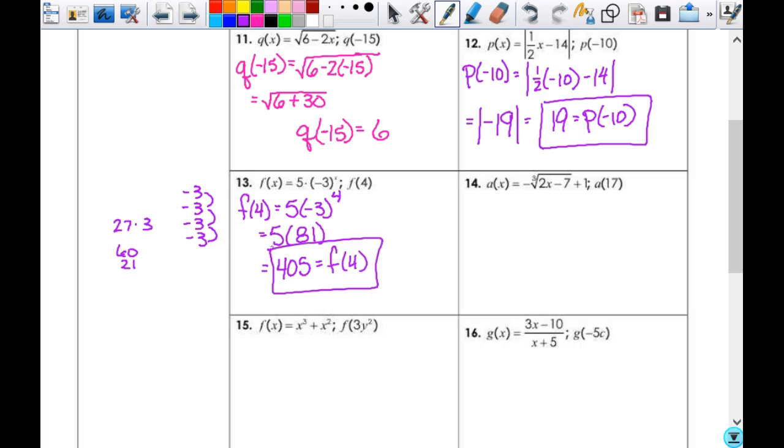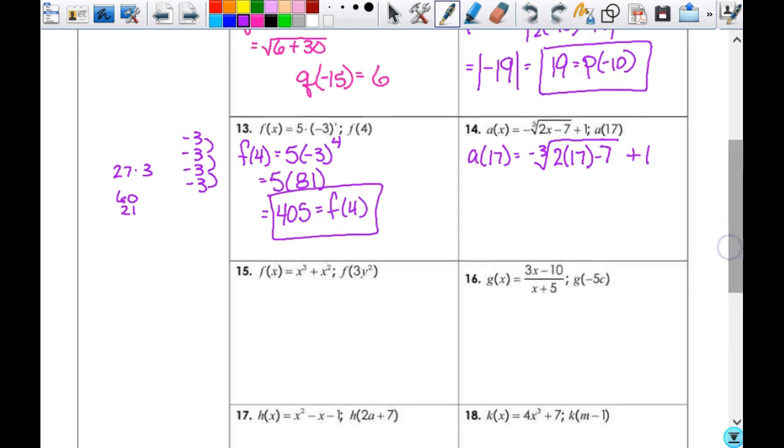All right, so 14. We're going to do a of 17. That's equal to the negative cube root of 2 times 17 minus 7 plus 1. All right, so what's 2 times 17? You can do it this way, because what's 2 times 10? 2 times 10 is 20. 2 times 7 is 14. So together you get 34. 2 times 17 is 34. So we get negative cube root of 34 minus 7 plus 1.